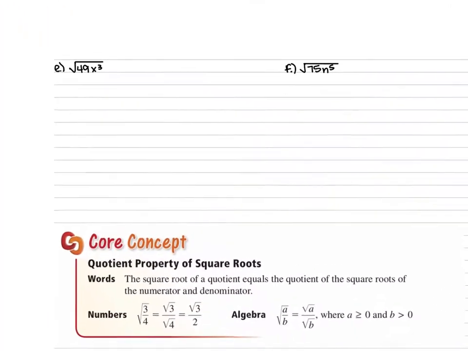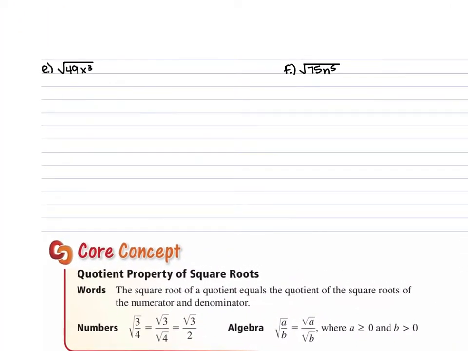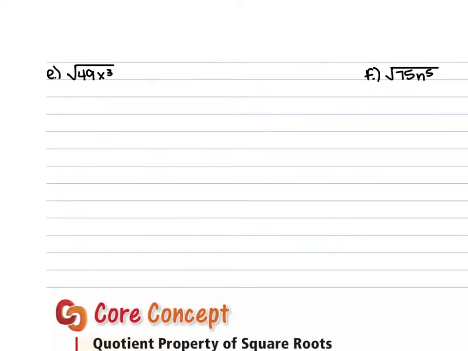For example E, we are given the square root of 49x cubed. We know off the top of our head, or at least we should know, that the square root of 49 is 7. We then have the x times x times x, which we would group up a set of 2 because we have an invisible index of 2. So there would be 7x square root x.